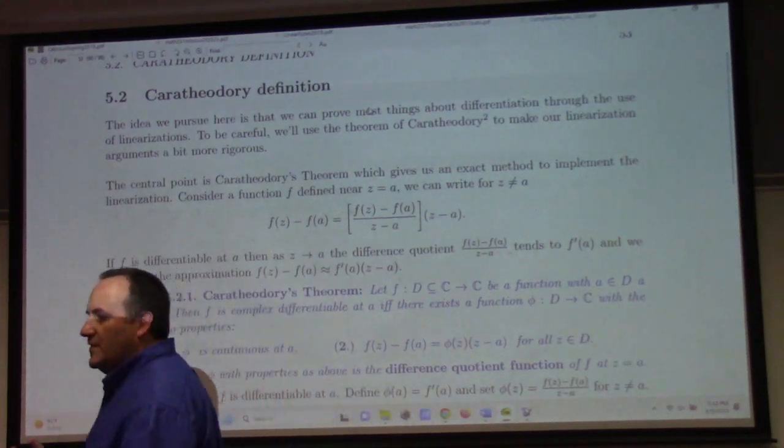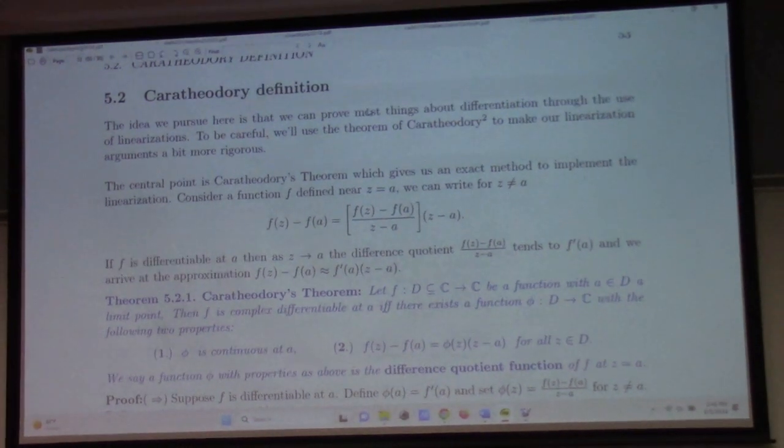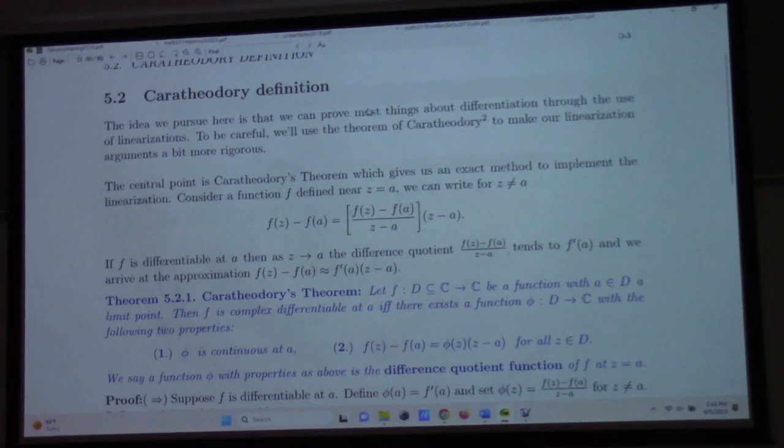All right, so the theorem of Caratheodory is actually very simple. It's an equivalent formulation of differentiation. You can do this in Calculus 1 too. When I teach Calculus 1, I actually teach this to Calculus 1 students, and they love it. They just love it.